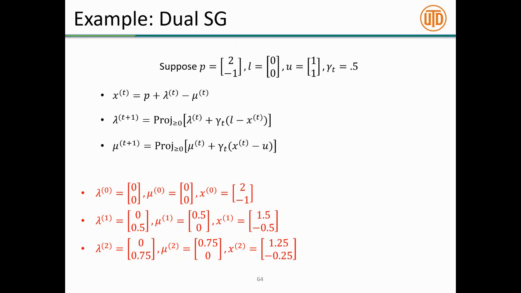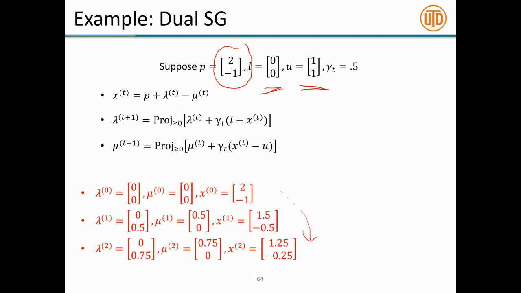So in this example, the upper bound was 1 and the lower bound was 0. It was a two-dimensional vector. We hit the point (2, -1). And we can see that as the iterations proceed, we're getting closer and closer to basically the projection.